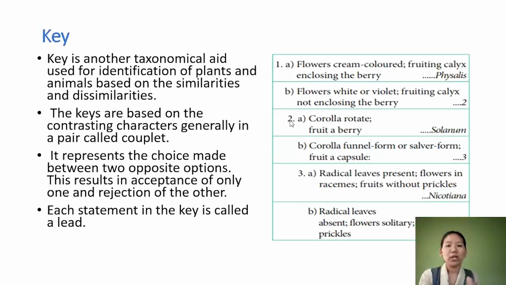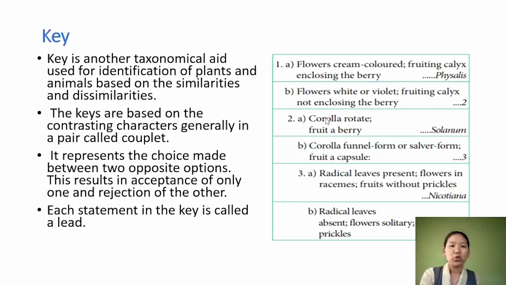So again at the 2, you have a 2 statement here. Each statement, as discussed, is a lead, and these 2 statements are contrasting, and together we call it a couplet, and you have to choose either one of them. Again you are going to look at the character and whether it is according to the first statement or the second statement. If your flower or the plant matches with the first statement, then your plant belongs to Solanum. If it is not so, again you have to go to B, and then again they'll guide you towards the 3.